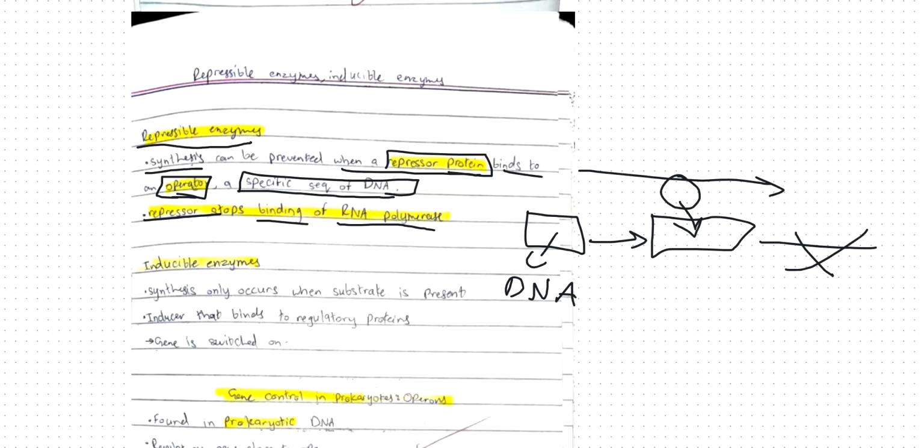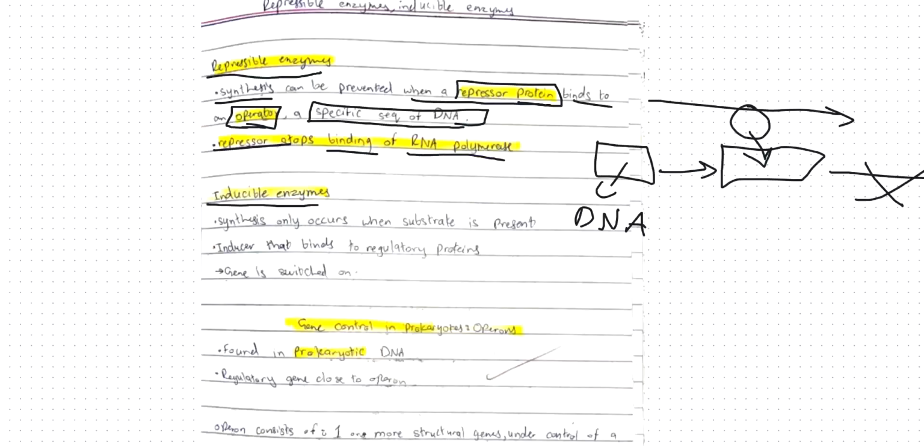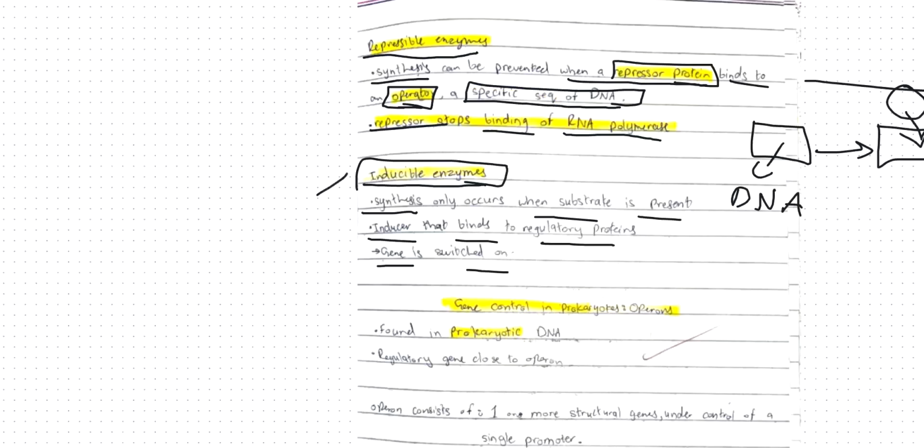And remember, there is something called inducible enzymes as well. This causes synthesis only when substrate is present. And when inducers bind to regulatory proteins, the gene is switched on. So inducible enzymes can only work when you have a substrate. We'll talk more about this later on, but for now, just know inducible enzymes only work when you have a substrate. If you don't have a substrate, then the inducible enzyme won't work.